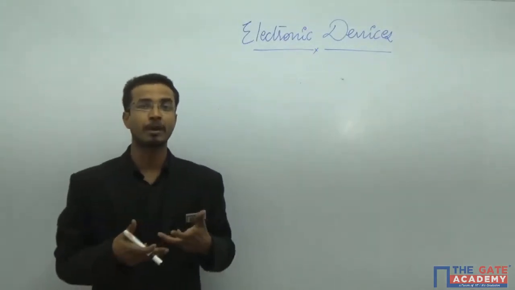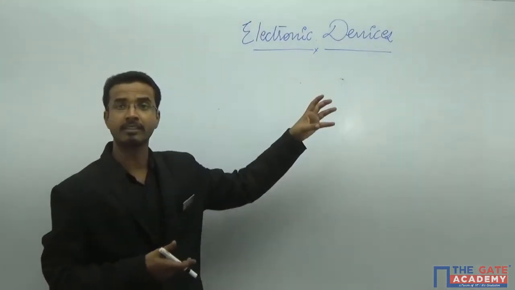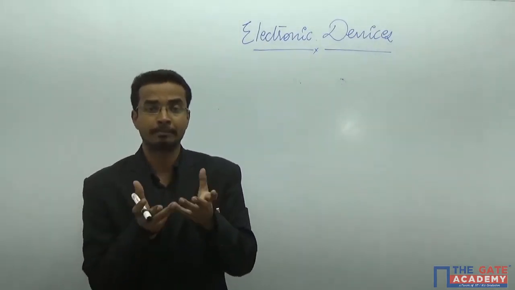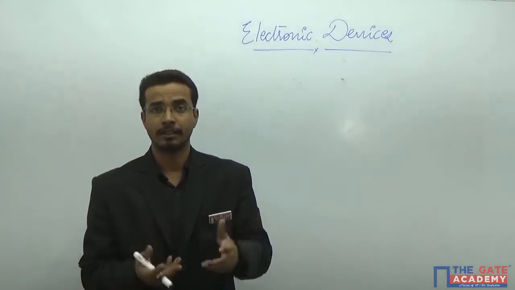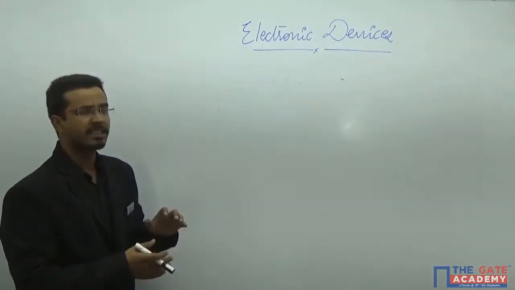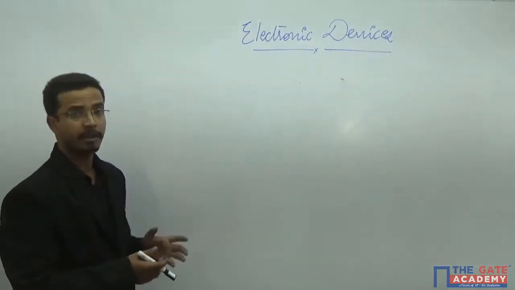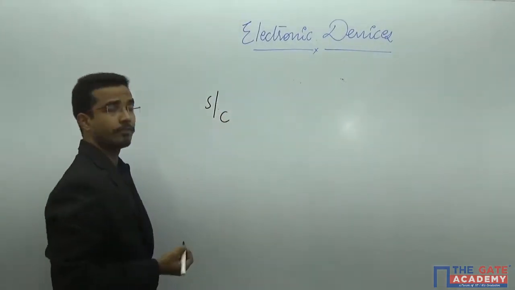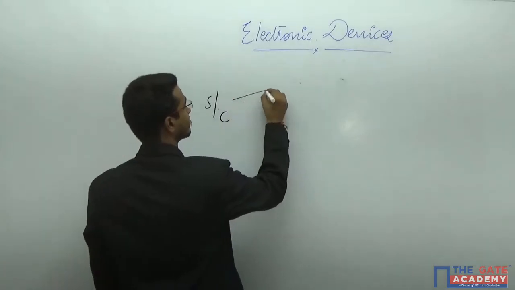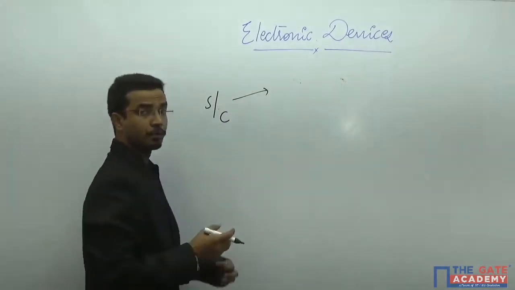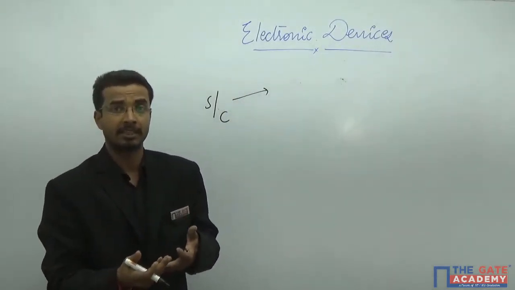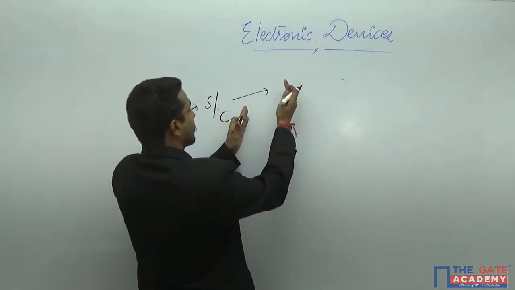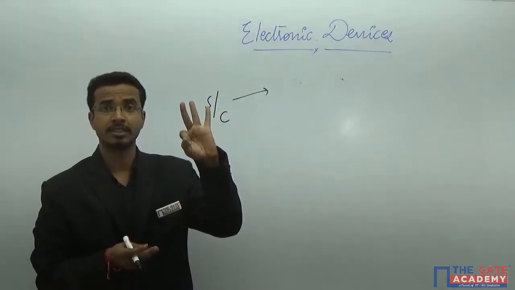Today we discuss one very important topic of electronic devices, which is the characterization of the semiconductor. Firstly, I am discussing the general classification of the semiconductor. The first classification is about the purity of the semiconductor. That means on the basis of purity, a semiconductor can be of three types.